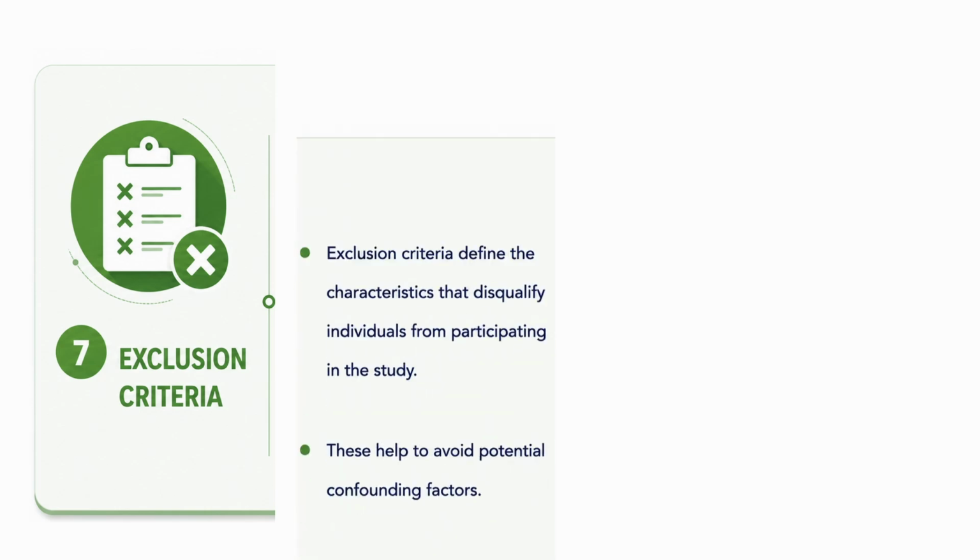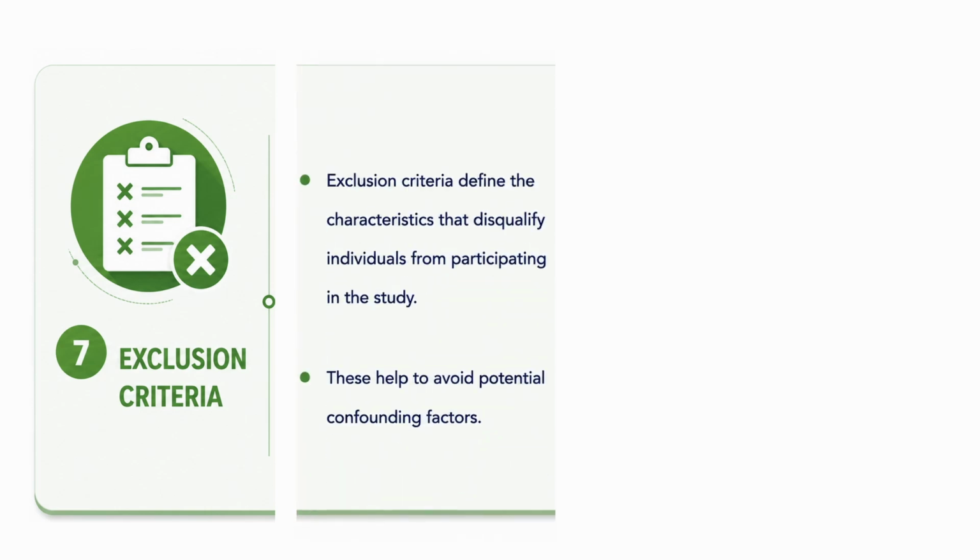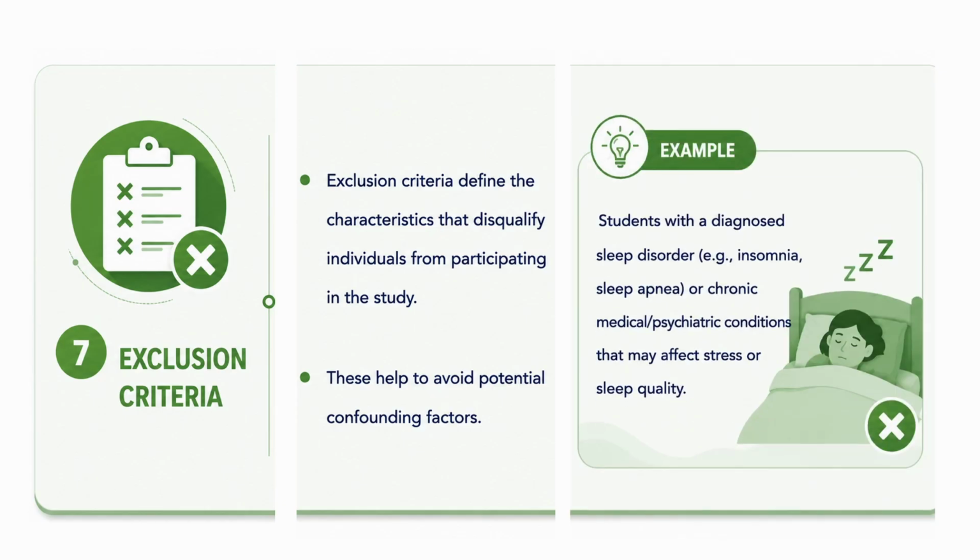Exclusion criteria. These define the characteristics that disqualify individuals from participating in this study. They help to avoid potential confounding factors. So an example is students with a diagnosed sleep disorder, because our study focuses on the association between sleep quality and stress.